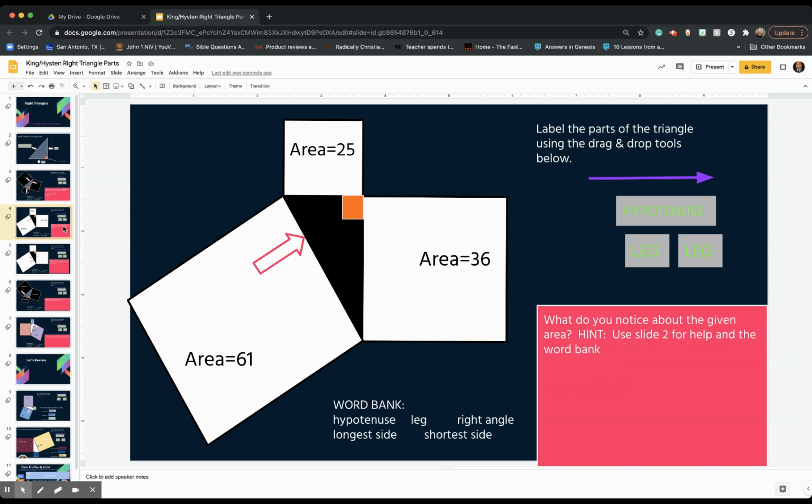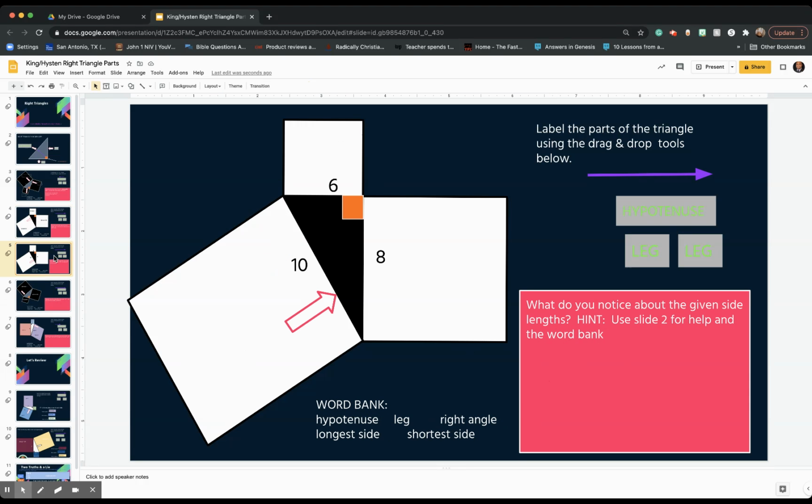When I go to slide 4, it gives me areas. Very similar setup, but I have area. I have a word bank. And it says, what do you notice about the given area? So I'm going to emphasize that. And then once again, you can use the sentence stems from before, or you can use some of them, like I noticed, dot, dot, dot. The areas of the dot, dot, dot, dot.